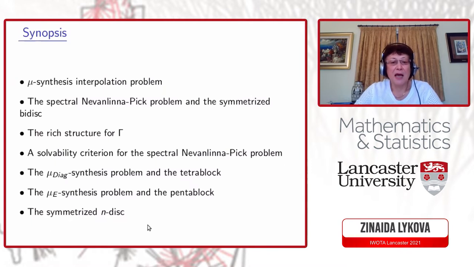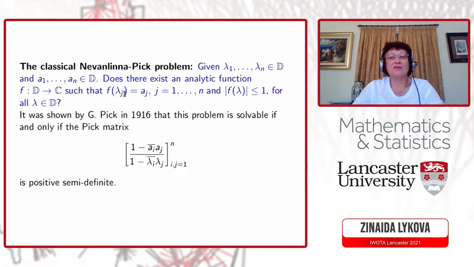the tetrablock, and the polydisk. And we should start from the classical Nevanlinna-Pick problem. You have n points in the disk, lambda_1 through lambda_n, distinct, and a_1 through a_n, also in the disk. And the question is, does there exist an analytic function from the disk to C such that f(lambda_j) equals a_j? And we do want to have this condition that the modulus of f(lambda) is less than or equal to one for all lambda in the disk. So we go from the disk to the closed disk. And it was shown by Pick in 1916 that this problem is solvable if and only if the Pick matrix, which you can write very easily, is positive semi-definite. So it's a very simple solution.